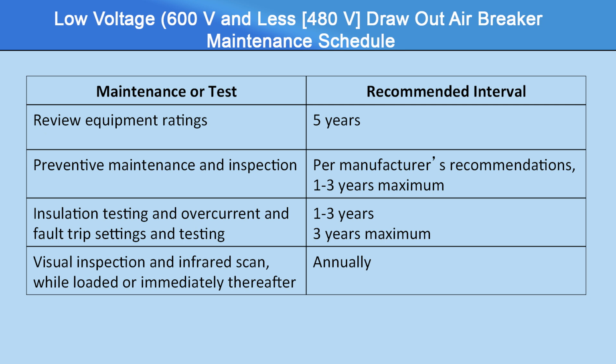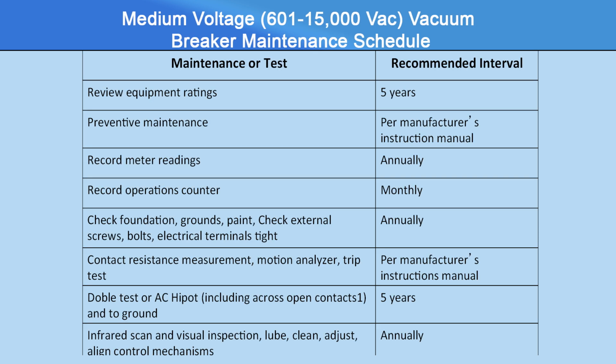Next is insulation testing and overcurrent and fault trip settings and testing. This is performed between 1 to 3 years or after 3 years maximum. Next is visual inspection and infrared scan while loaded or immediately thereafter. This is performed annually. Next is the medium voltage, that is 601 to 1500 volt AC vacuum breaker maintenance schedule. Again, the first one is the review equipment ratings, which is done after every 5 years.